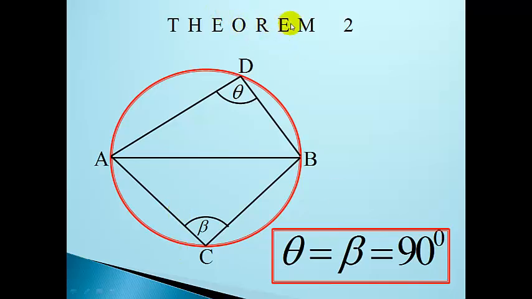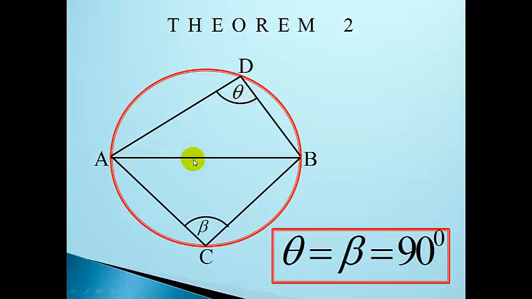Now theorem 2. AB is a diameter, and the diameter is a line that divides a circle into 2 equal halves. So if AB is the diameter of the circle, then the angle that the diameter of a circle subtends at the circumference is equal to 90 degrees.